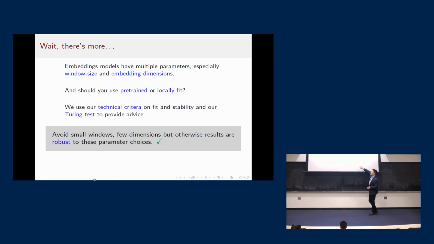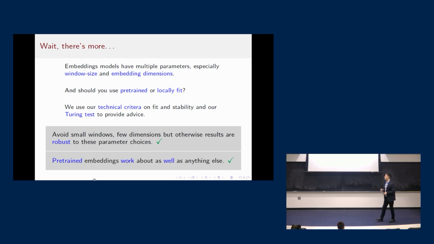So our position is that basically, unless you're doing something weird, like you have a very small corpus, or it's over a very long time period, and you're using very weird small windows, the choices that you make are pretty robust. So the inferences that you'll make from these embeddings are pretty similar. And I'll make that point in more detail later.